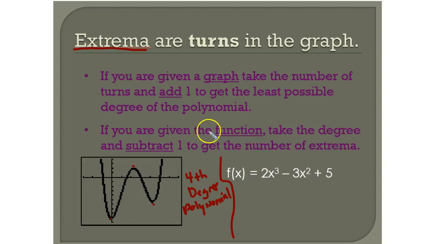In the opposite direction, if you're given a function, you can take the degree, and remember the degree is the largest exponent, and you can subtract 1 to get the number of extrema, or the most number of extrema, I should say. Most number of extrema. So here we've got 3. That means it should have at most 2 extrema. And that relationship is going to be generally true. You won't have more than 2 extrema for this polynomial function. For the graph on the left, it won't be less than a 4th degree.